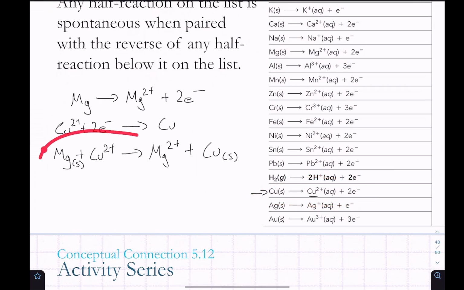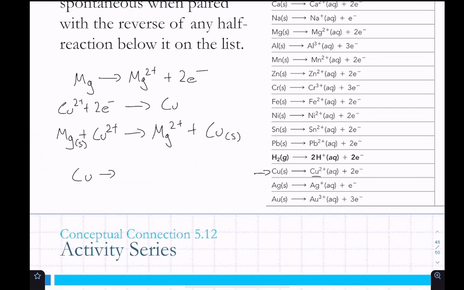If we take this whole thing and we flip it around, now we're taking copper going to Cu2+ plus 2e-. So the only things that copper metal will react with are going to be silver and gold, because magnesium metal is higher than it on the list. And so this reverse reaction of Mg2+ plus 2e- giving Mg metal, combining those two would result in a non-spontaneous reaction.